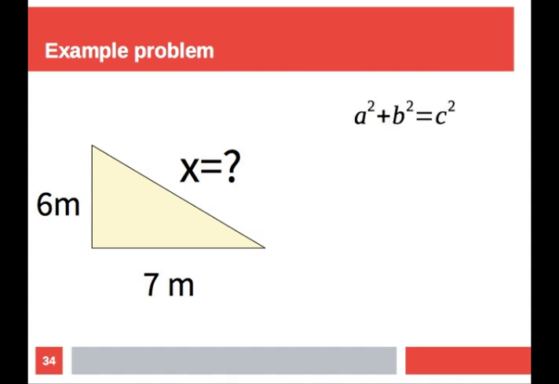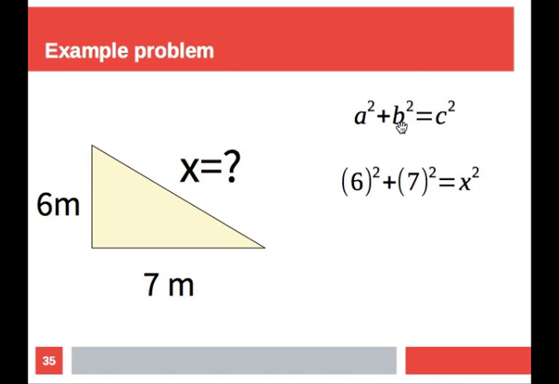Alright, so we're gonna use the Pythagorean theorem for this case, and of course we have our formula there. We have the two legs, the shorter sides of our right triangle, and we have the hypotenuse, which is what we're looking for. And what do we do? We gotta substitute these values into our Pythagorean theorem equation.